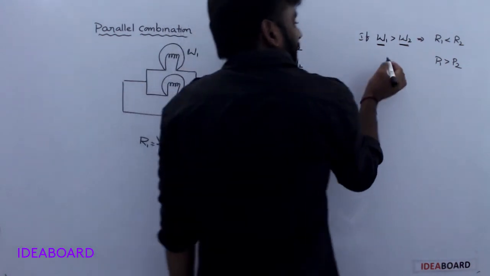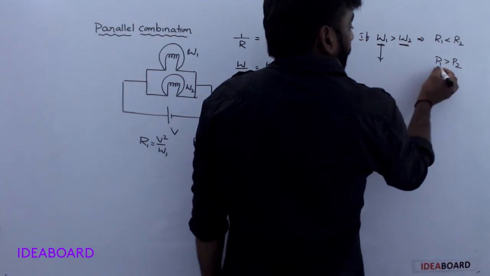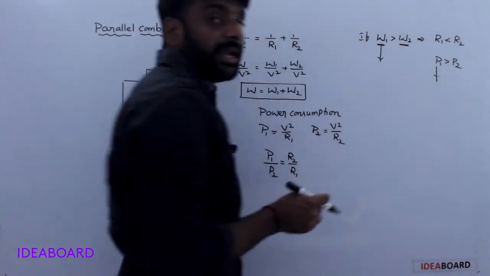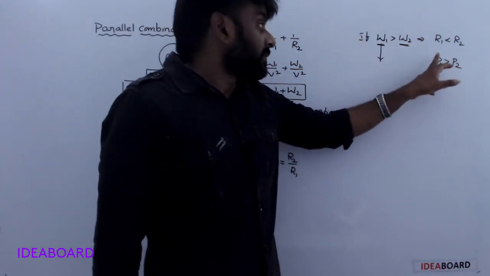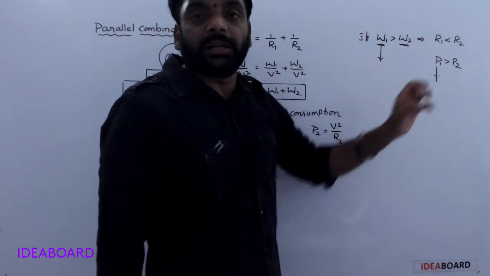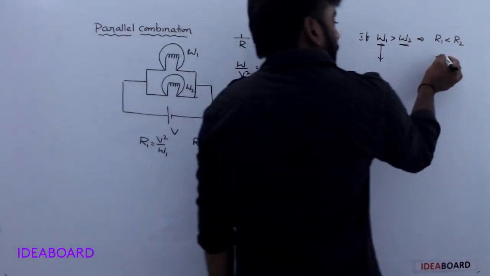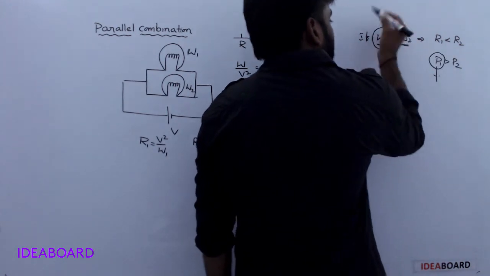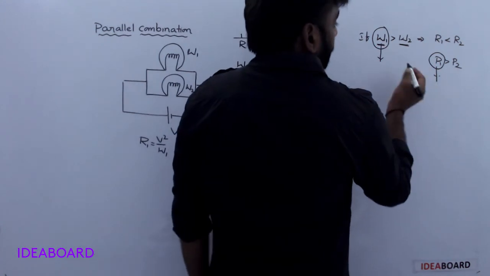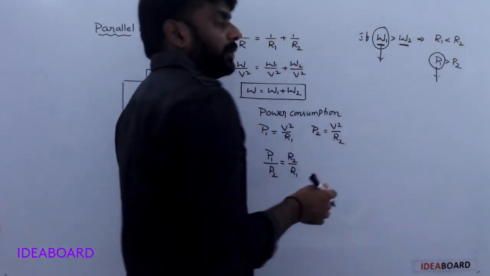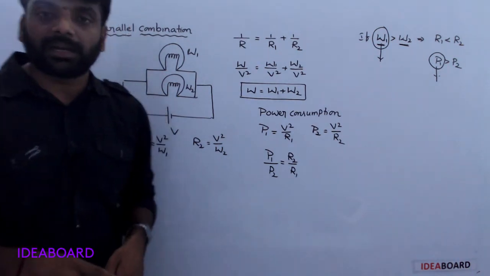That means in parallel combination, high wattage bulb having more power consumption, that means more brightness. This one having more brightness, understood, compared to low wattage bulb. This is the parallel combination.